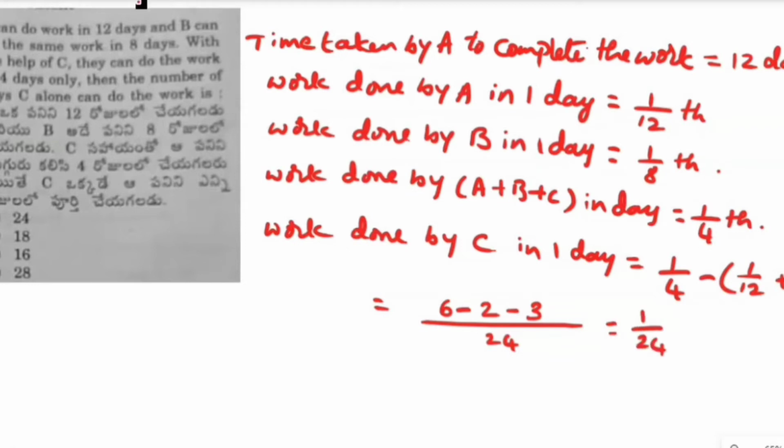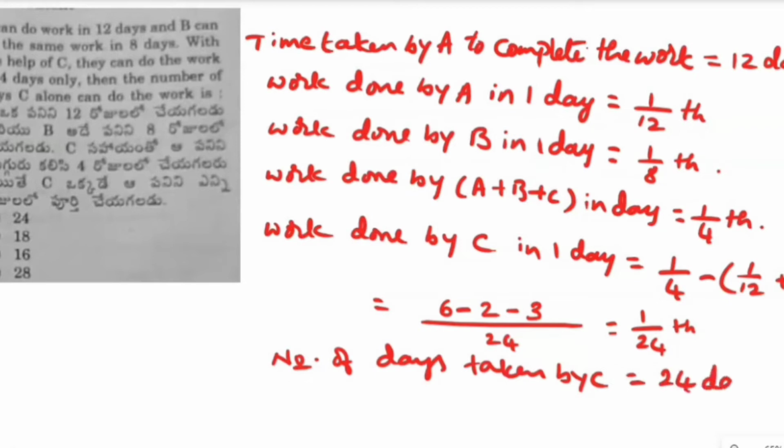So 6 minus 2 minus 3 is nothing but 1 out of 24. So C can complete 1/24th of the work in one day. That means the time taken by C to complete the whole work is the reciprocal of this, 24 days. In one day he will do 1/24th of the work, and the total work he will complete in 24 days. So the answer is the first option, 24 days.